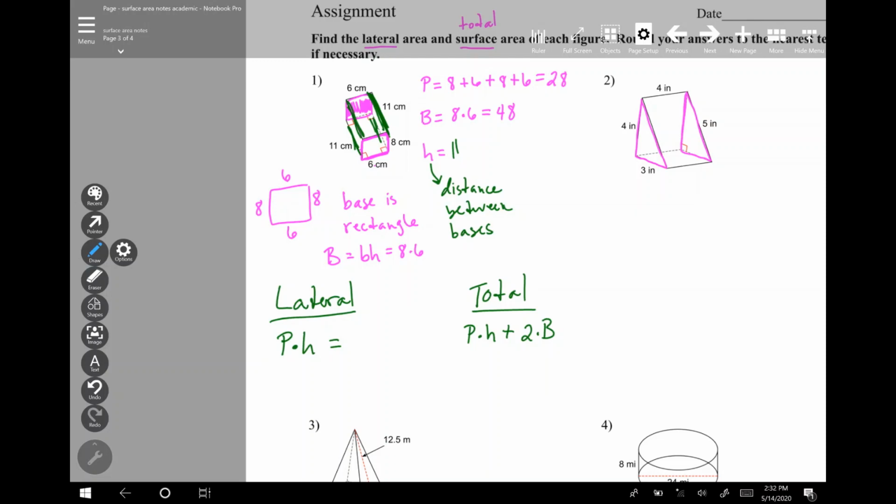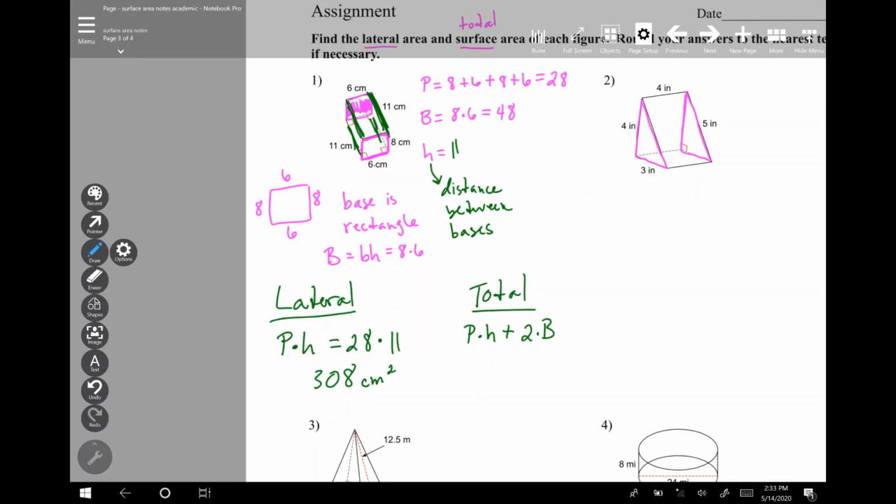All right, so all we do is plug in. We figured out the perimeter of the base, which is 28. We know the height of the prism, which is 11. So just do 28 times 11. So you get 308, and that would be in centimeters squared.